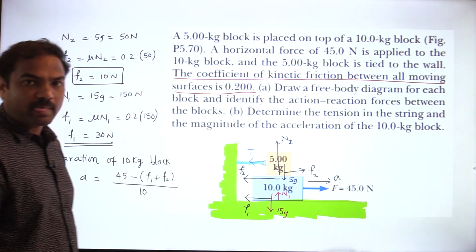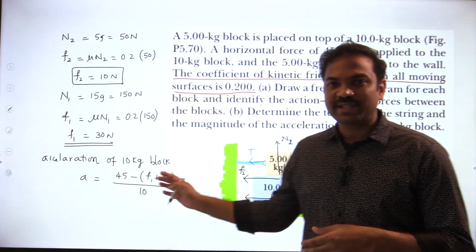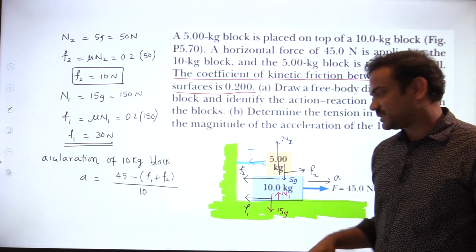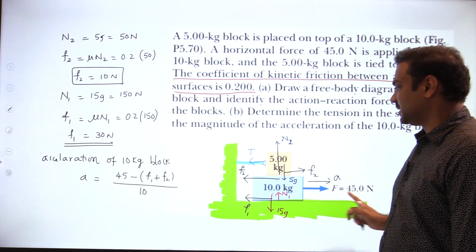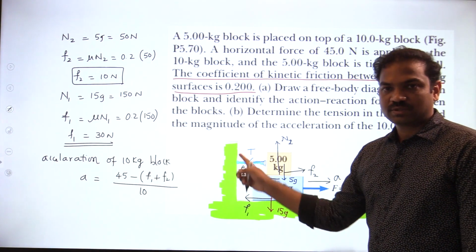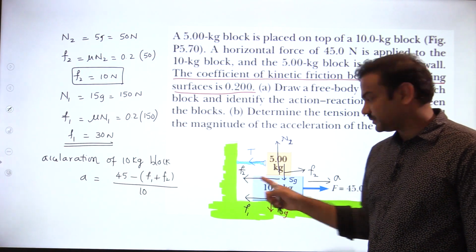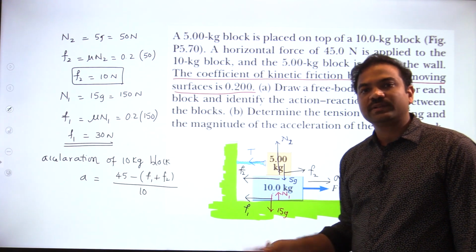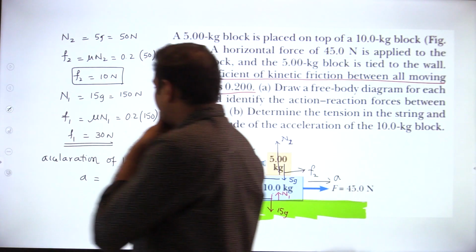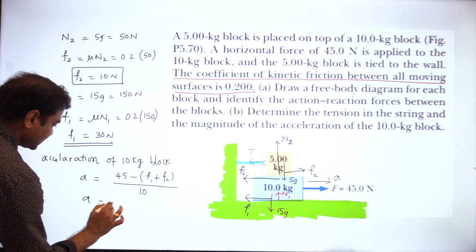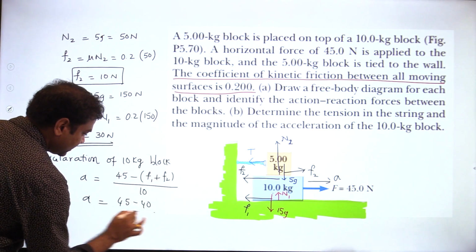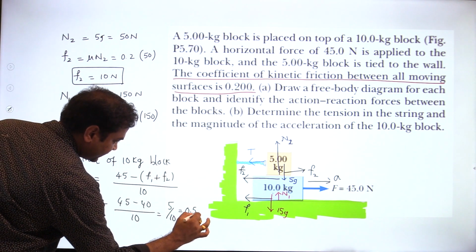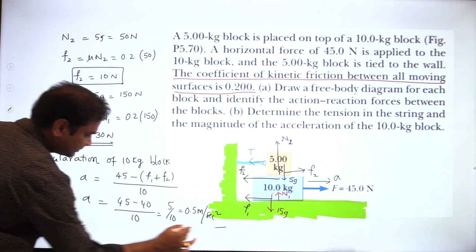See, I wrote it directly. I didn't use the equation for acceleration. I'm just writing the net force by mass. What is the net force? 45 forward, and backward F1 and F2. So what is the net force acting backward? F1 plus F2. 45 minus (F1 plus F2) by mass. Net force by mass will give you the acceleration. Okay. So F1 plus F2 value is 40. So acceleration is 45 minus 40 by 10, which is 5 by 10, 0.5 meter per second square.